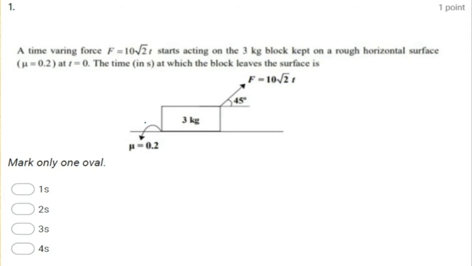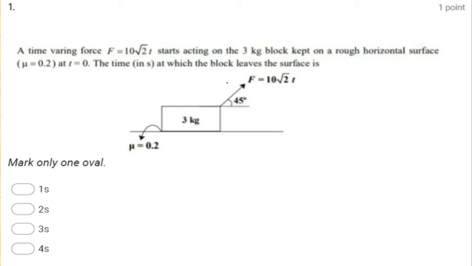A time varying force F equal to 10 root t starts acting on the 3 kilogram block kept on a rough horizontal surface. You can see in the picture there. Coefficient of friction mu is given as 0.2 at a time t equal to 0. The time at which the block leaves the surface is... So what we have to calculate here? The time at which the block leaves the surface.